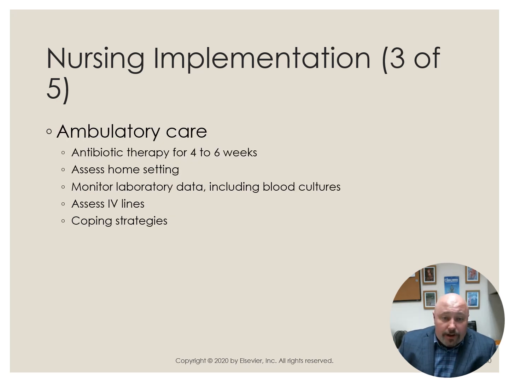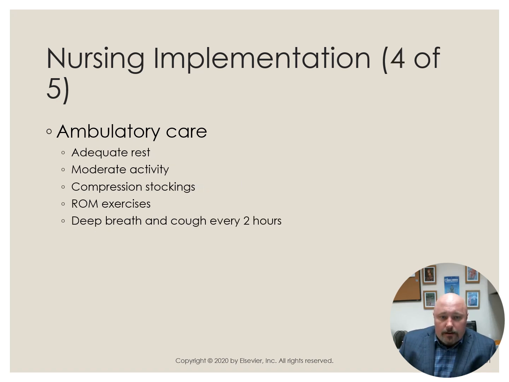Ambulatory care would include antibiotic therapy for 4 to 6 weeks, assessing the home setting, monitoring laboratory data, including blood cultures, assessing IV lines, and coping strategies. Ambulatory care would also include adequate rest, moderating activity, compression stockings, range of motion exercises, and deep breathing and coughing every 2 hours.